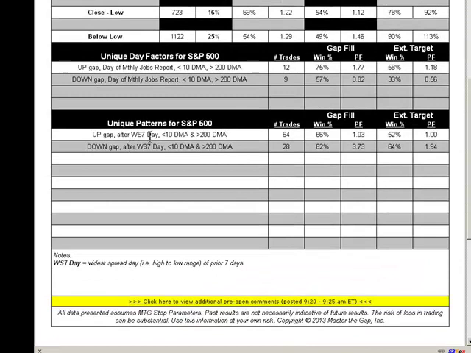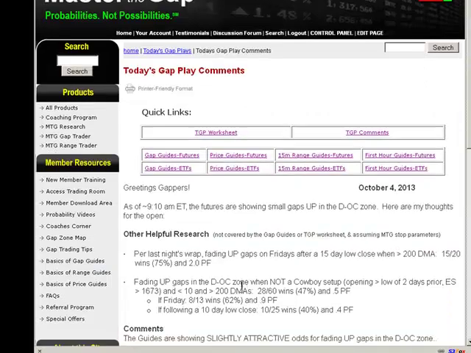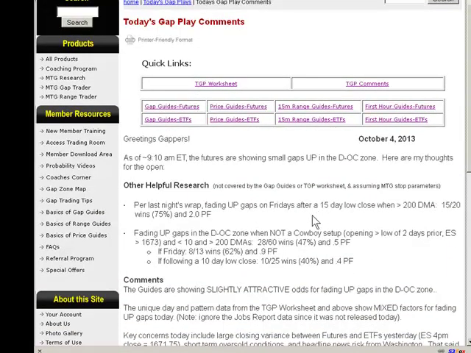Widespread day shows sort of a neutral setup for fading up gaps under similar market conditions historically. Looking at my pre-market comments, last night's wrap, I talked about it after a 15-day low on Friday. It's generally been a pretty good setup, only 5 losers, and has made a lot of money using our MTG stop parameters. Up gaps in the DOC zone were not a cowboy setup, meaning opening above the low of today's prior, did not apply today because these gaps sold off a little bit.